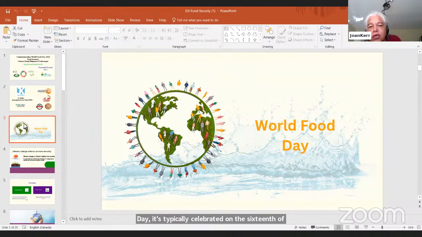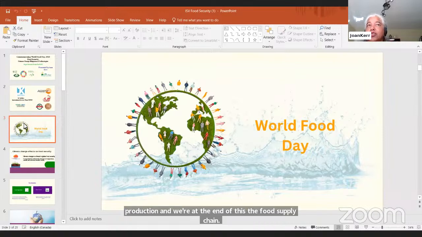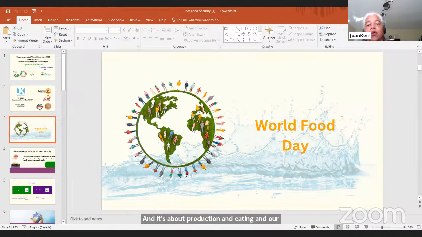And this year, the World Food Day's theme is water. So water is life, water is food. So I think it's very important that we understand the importance of water when we're doing food production. And that's one of our campaigns, obviously food production. And we're at the end of the food supply chain, and it's about production and eating. And our target market is always the homeowner or the public.